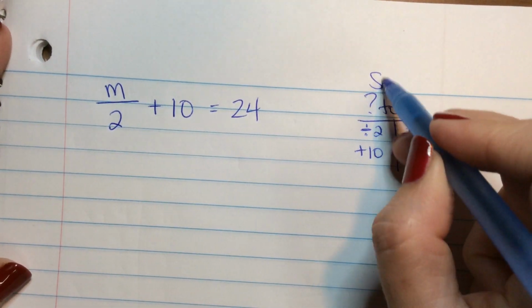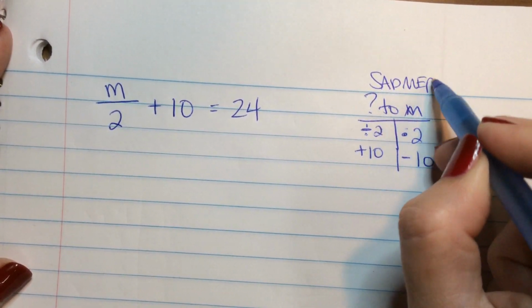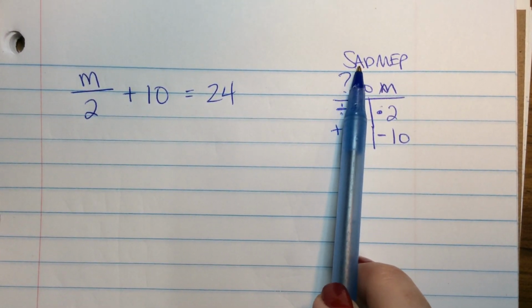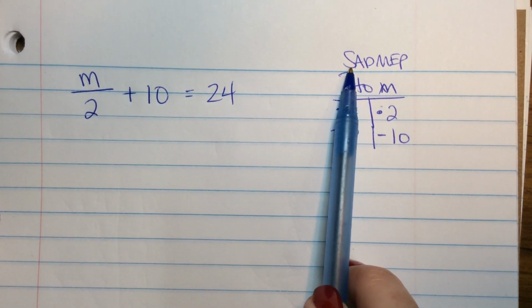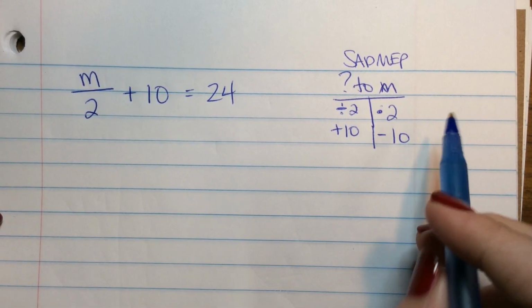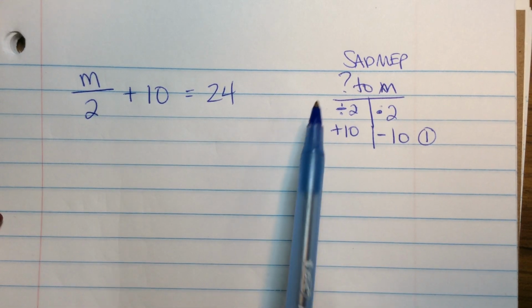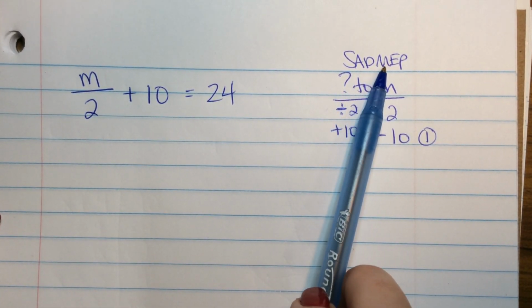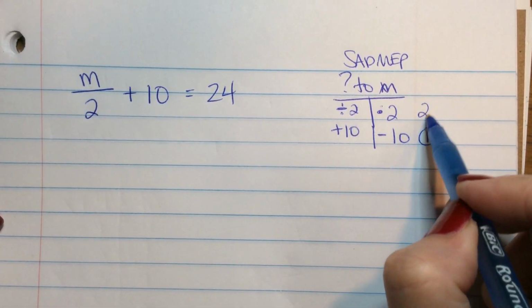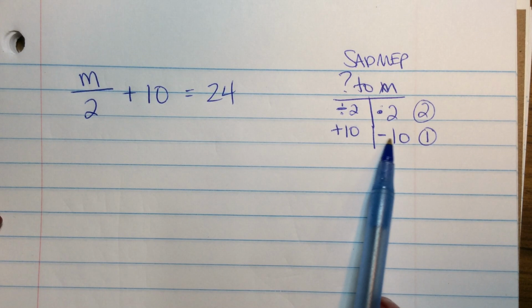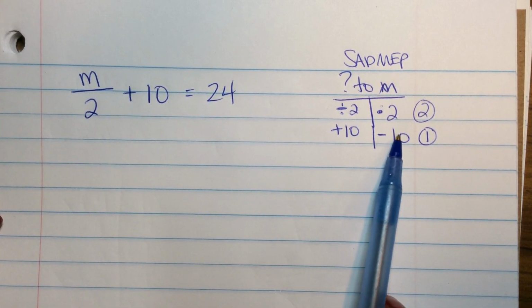So I'm going to write SADMEP at the top. And I'm going to look for any subtraction and then addition. Okay, so is there any subtraction that we need to do? Yes, we're going to subtract 10. So we need to do that first. Okay, there's no addition. Division, no. Multiplication, yes. Okay, so the next thing that we're going to do is multiply by 2. So the first thing we're going to do is subtract 10 from both sides.